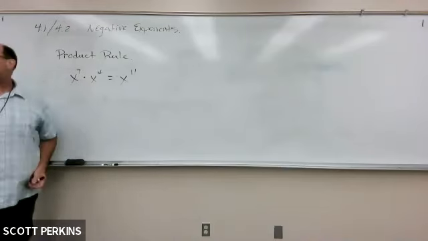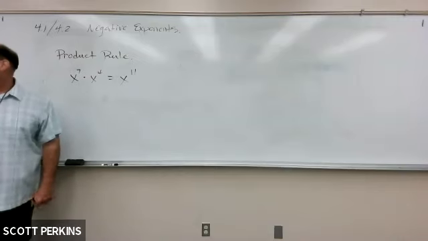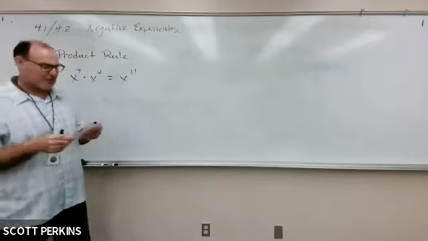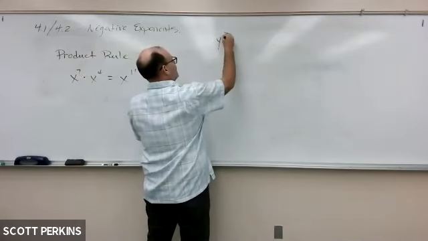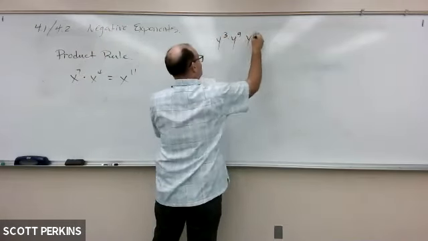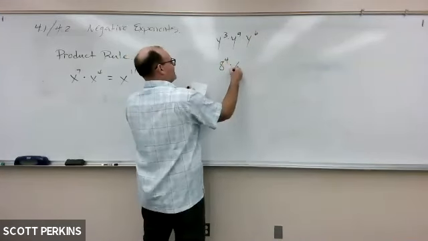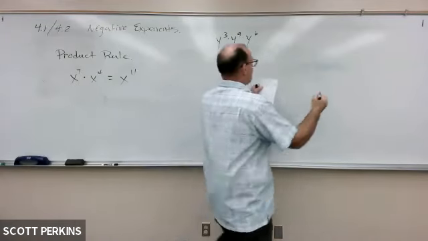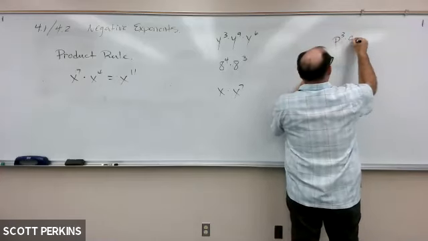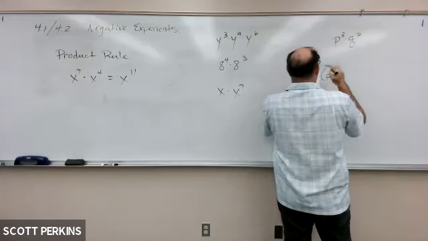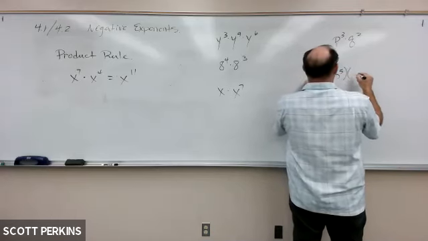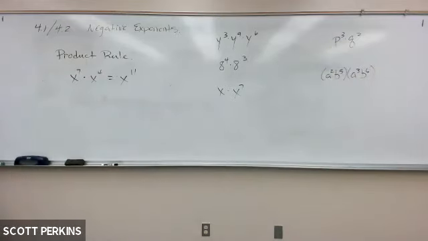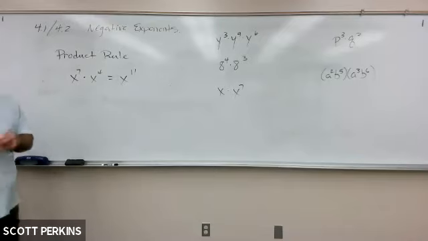Here I've got 5 quick examples just to review different facets of the product rule. I'm going to give you 90 seconds to go through and do as much of these 5 examples as you can. The first one is y to the 3rd times y to the 9th times y to the 6th. The next one, 8 to the 4th times 8 to the 3rd. The next one, x times x to the 7th. The next one is p to the 3rd times q to the 2nd. And last but not least, a squared b to the 5th times a to the 3rd, b to the 6th. I'm gonna give you 90 seconds, maybe a little more.